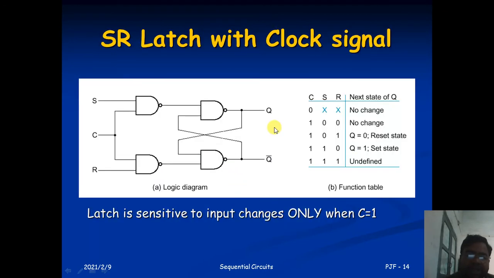So in today's lecture, we are just doing the SR flip flop. So look at this, and if you have any doubt you can ask me, and in the next lecture we will discuss the D, T and JK flip flops.